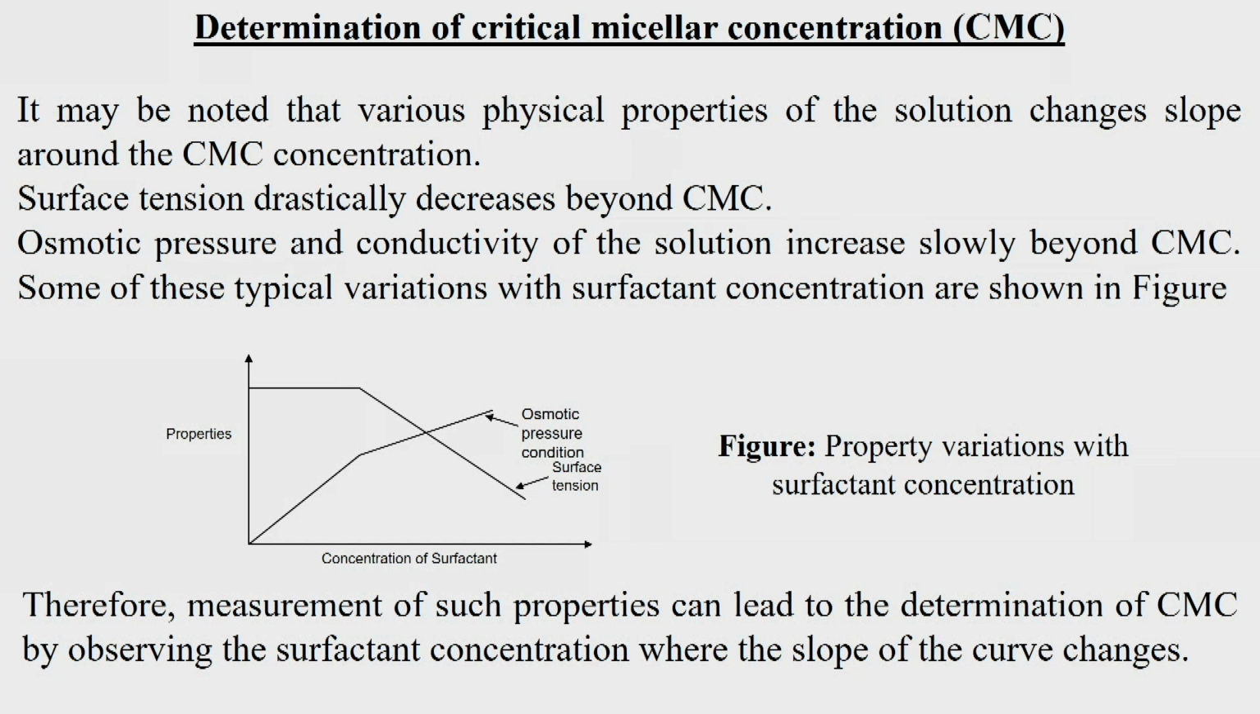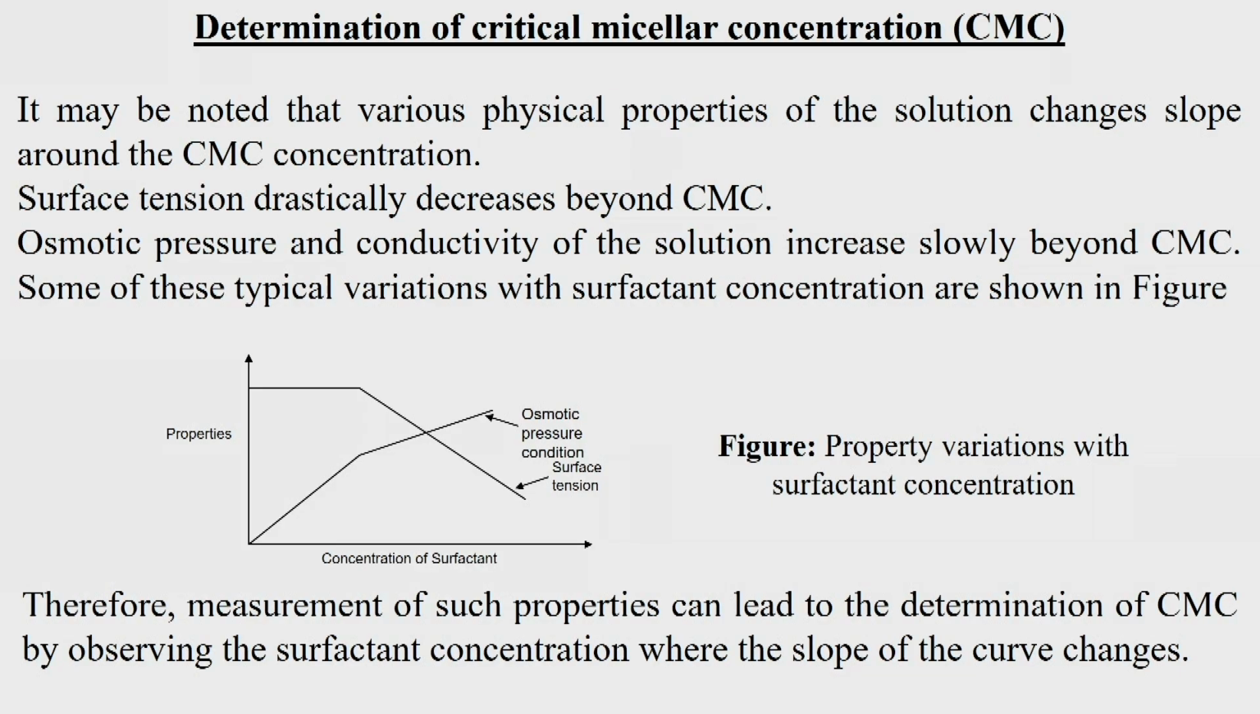Whenever we have monomers dissolved in aqueous solution, they will try to be accommodated in a spherical shape, and then the minimum surface energy will be obtained. That is why the physical properties change drastically when it is in monomer form and when it converts into micelles. It may be noted that various physical properties of the solution change around the CMC concentration, and surface tension drastically decreases beyond the CMC level.